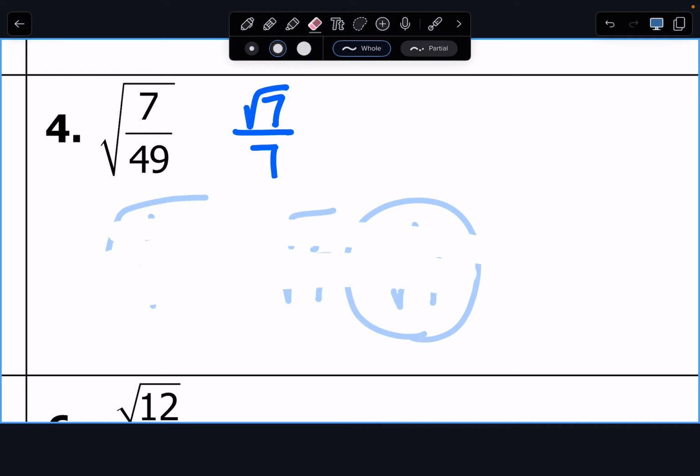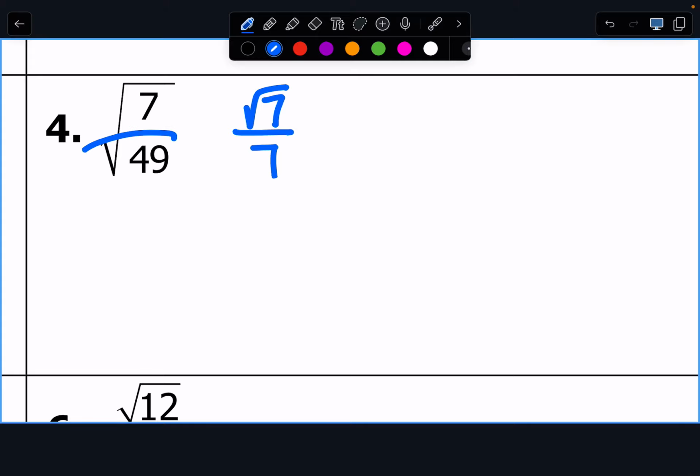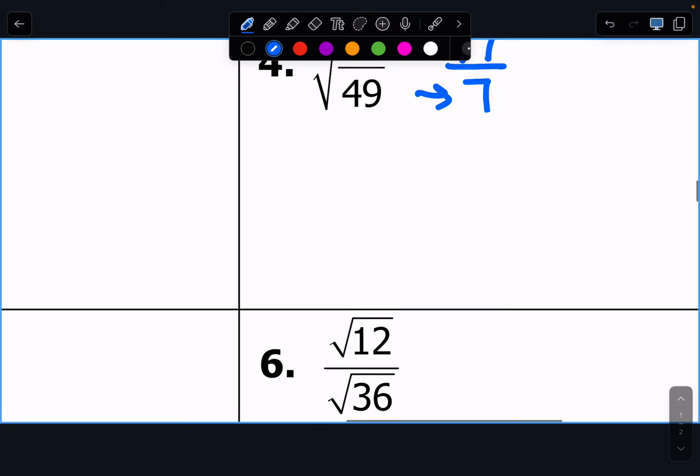But what I was hoping you would see is that, oh, hey, square root of 49 is 7. So we have square root of 7 in the numerator, but 7 in the denominator. So hold tight and I'll show you what to do if you end up with something like this. But I'm not quite ready yet.